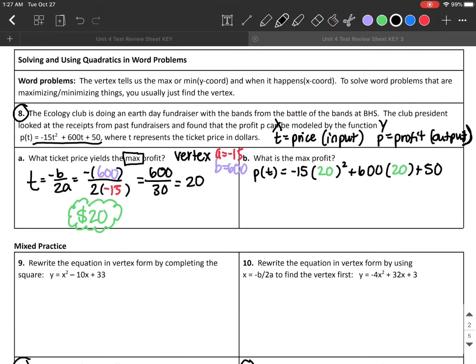And that's going to give me 20 squared is 400. 400 times negative 15 gives me negative 6,000. This is going to be 12,000 plus 50, and then I get 6,050 is the max profit. So 6,050 is my max profit there.